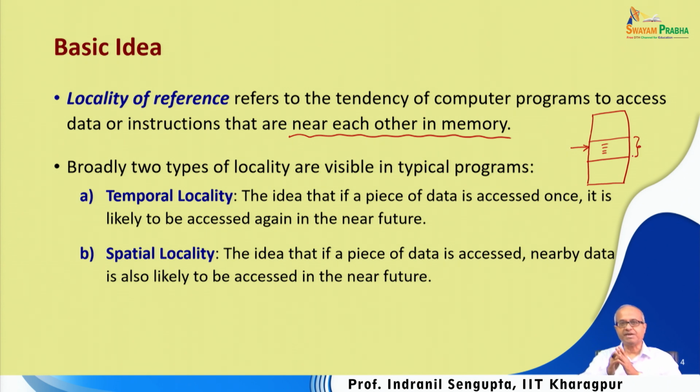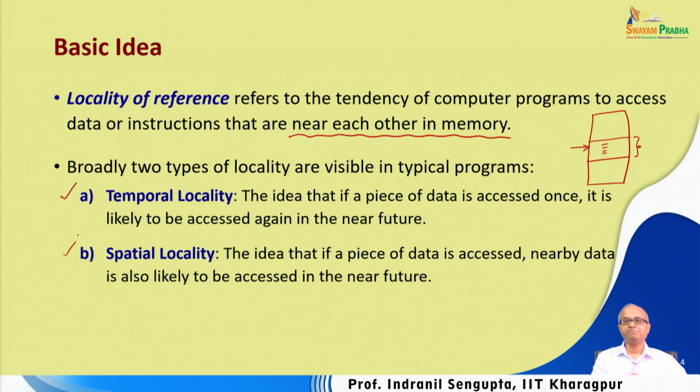Now, broadly speaking, there are two types of locality you can think of. These are called temporal locality and spatial locality. Temporal means time, locality in time. Suppose I am accessing a memory location X; within a certain time in the future we will again be accessing memory location X. The same data will be accessed repeatedly in the near future. This property is called temporal locality.